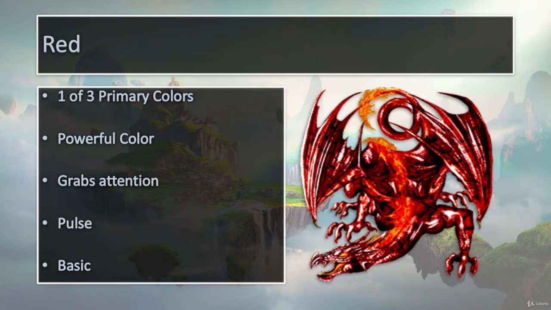Red is one of three primary colors, and this is probably the most powerful color in the spectrum. It quickly grabs our attention in any setting, no matter where it is or what color scheme is currently being applied. Red will pretty much be the first thing that we notice. It has a pulsating effect on us. What I mean by this is that when we see this color, we are drawn to it, like I said previously, and it grabs our attention, but also ignites something in us. This is basically one of the most important colors in the color spectrum.